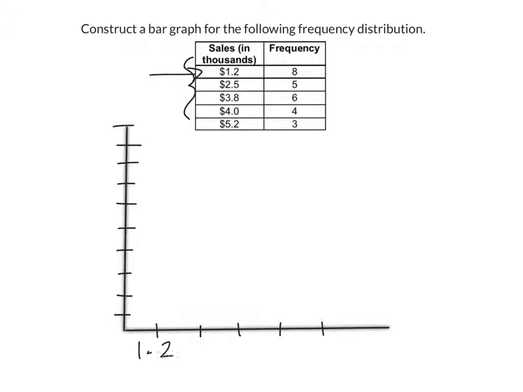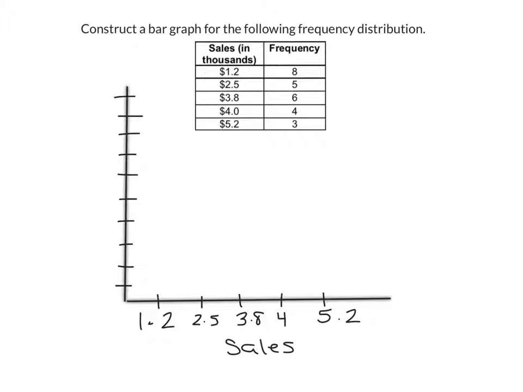So I'll place 1.2, 2.5, 3.8, 4.0, and 5.2 on each tick mark. And then I'll label the horizontal axis as sales. Now I'm going to label the vertical axis as the frequency, so the number of times that it occurs. And then I'll place tick marks on the vertical axis, and the highest tick mark or the length of the vertical axis should be at least 8, since 8 is the highest frequency. Now I can go ahead and create my bars on the graph.